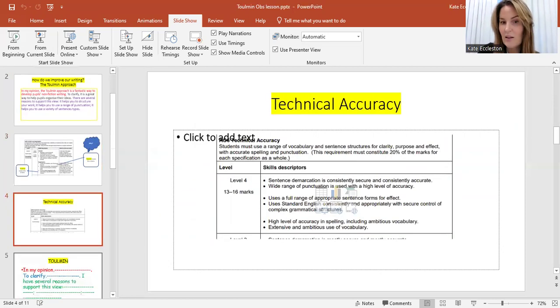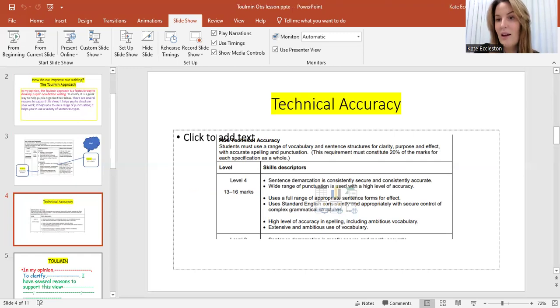Then let's have a look at the technical accuracy. So let's look at level 4, the 13 to 16 marks. Sentence demarcation is consistently secure and consistently accurate. But this is the important part for Toulmin: a wide range of punctuation is used with a high level of accuracy. Use a full range of appropriate sentence forms for effect and standard English, high level of accuracy in spelling, and extensive ambitious use of vocabulary too. So Toulmin really does meet the highest criteria for grade 9.